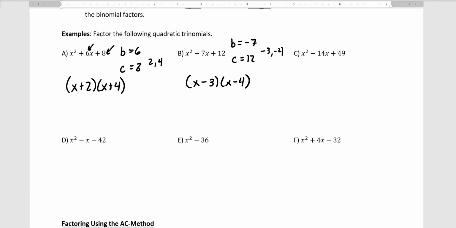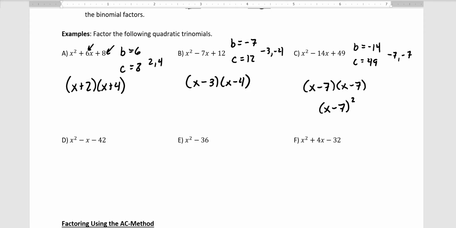X squared minus 14x plus 49, letter C. Well, B is negative 14, C is 49. Those two numbers would be negative 7 and negative 7, right? Negative 7 plus negative 7 gives me negative 14. Negative 7 times negative 7 gives me positive 49. So I would have x minus 7 times x minus 7. You could also write this as x minus 7 squared. That's what it means to be squared, to multiply something by itself. So there we go. All right.